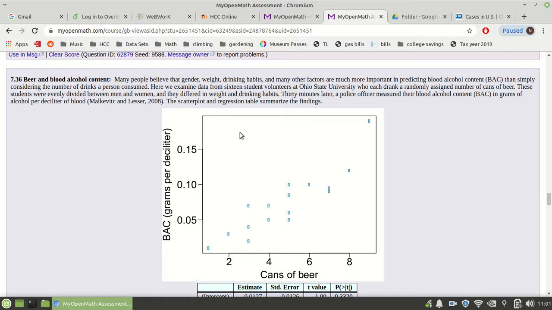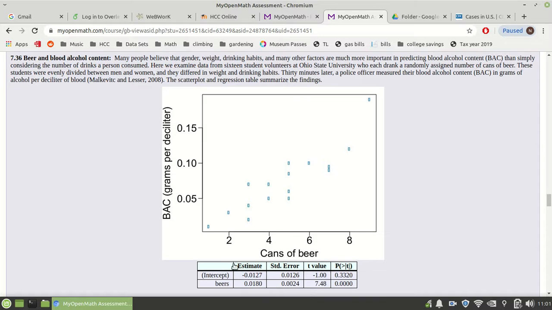So here's our scatter plot, right? The more cans of beer you drink, it looks like, the higher your blood alcohol content goes, right? Here is a regression table. This looks different than the table that we would use because we're just using our Google Sheets calculator, but this still tells us basically the same information.